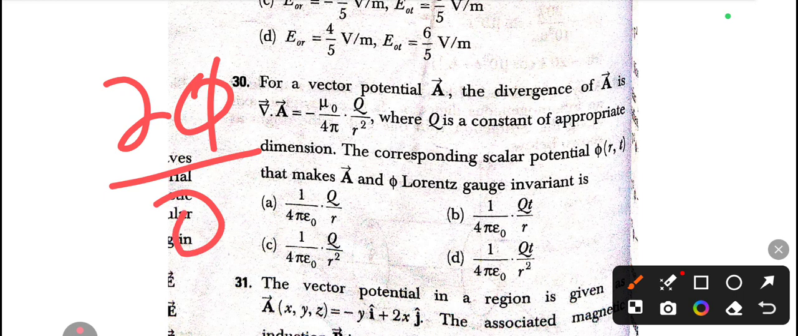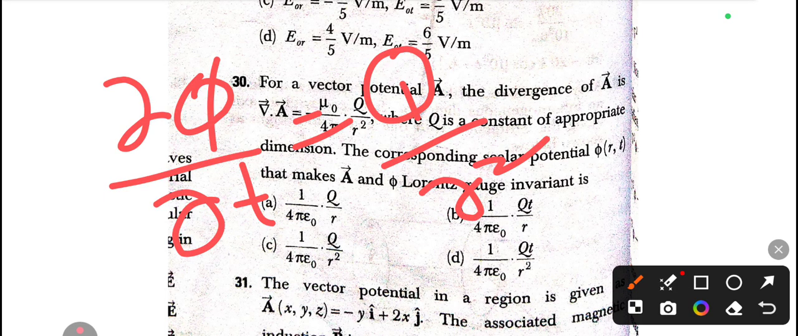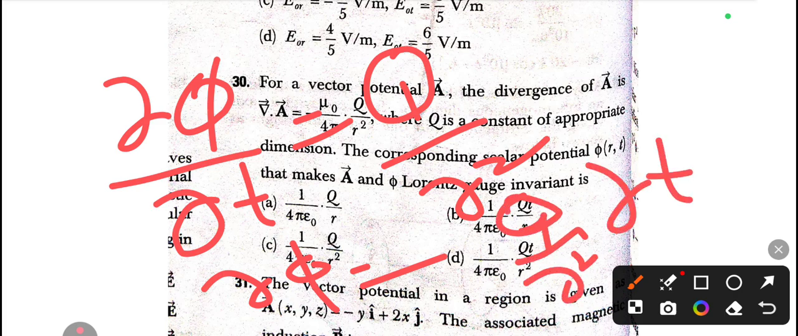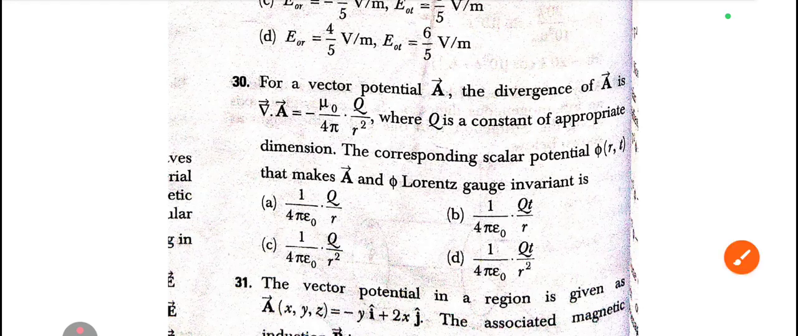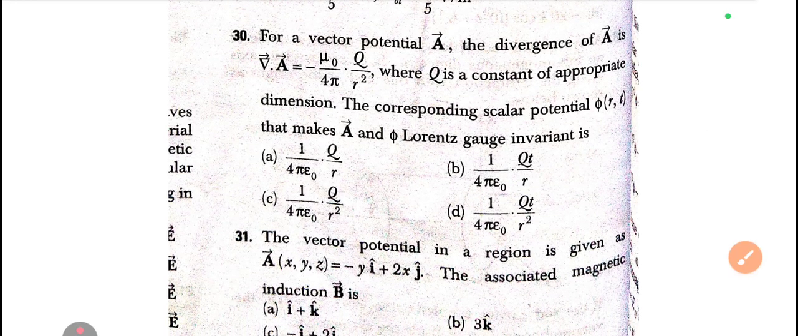Partial phi over partial t equals q divided by r square. Then continuing on this, from here partial phi equals q over r square partial t. On integrating we get phi equals qt divided by r square, and the right option is qt divided by r square.